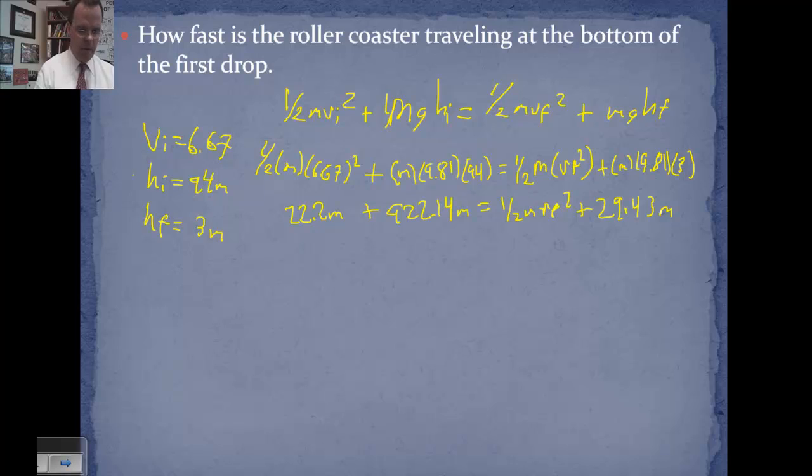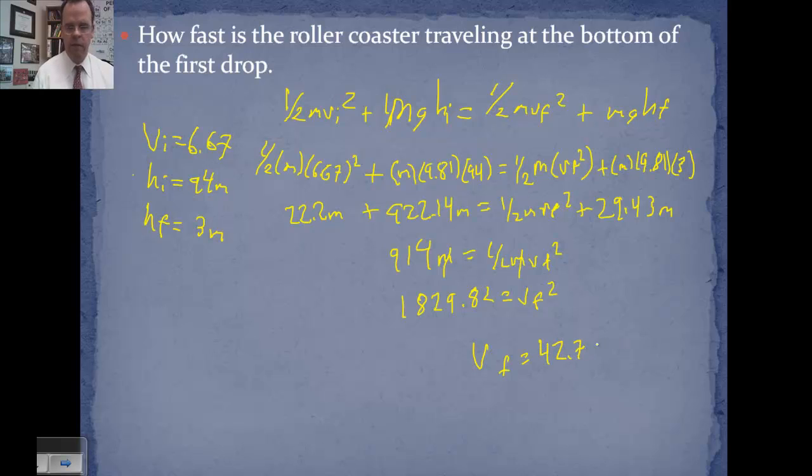So 22.2 plus 922.14 minus 29.43 gives us 914 m equals half m v final squared. The m's cancel, so we divide by a half. We get 1829.82 equals v final squared. Take the square root, and this roller coaster would be traveling at 42.78 meters per second.